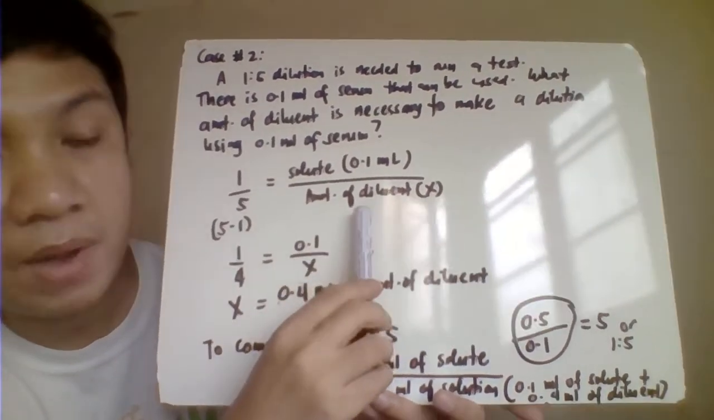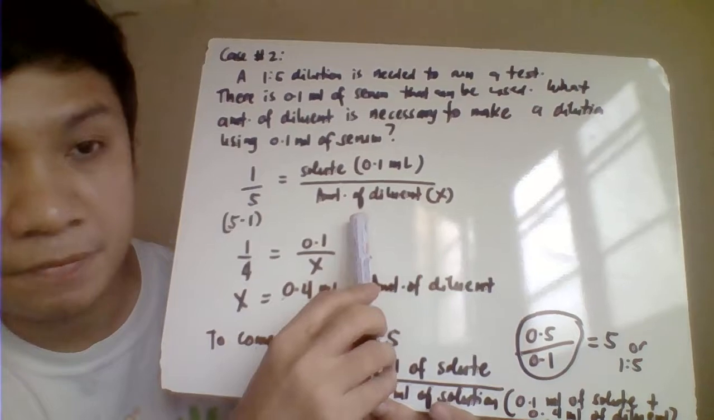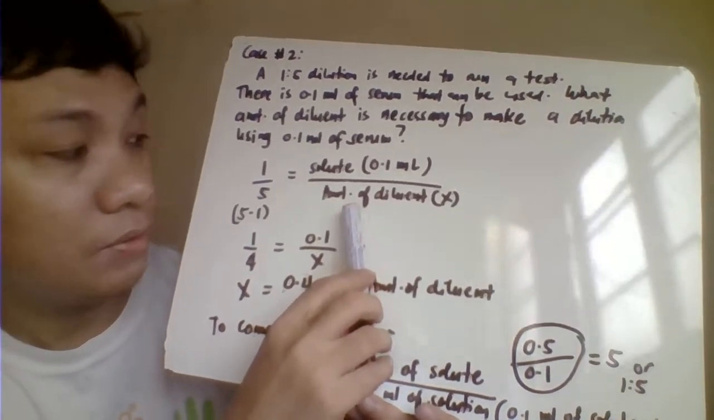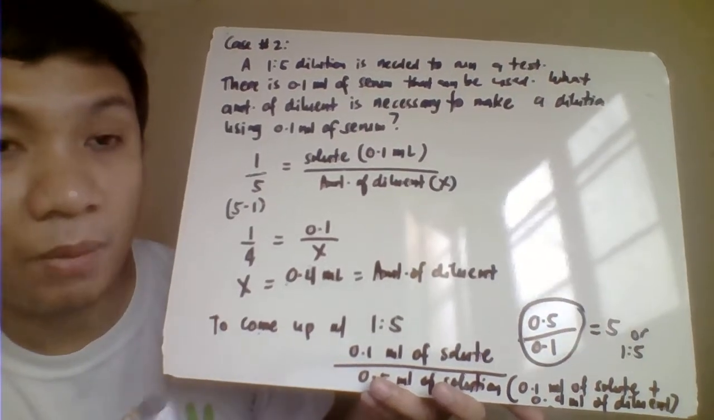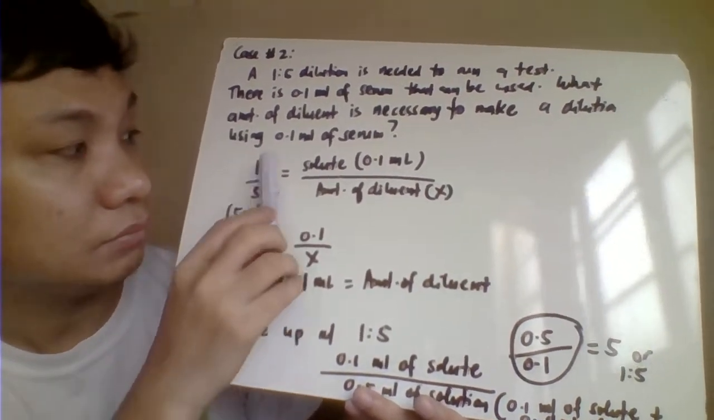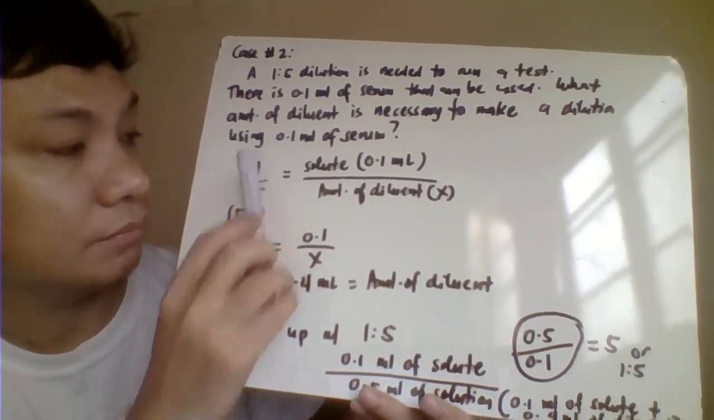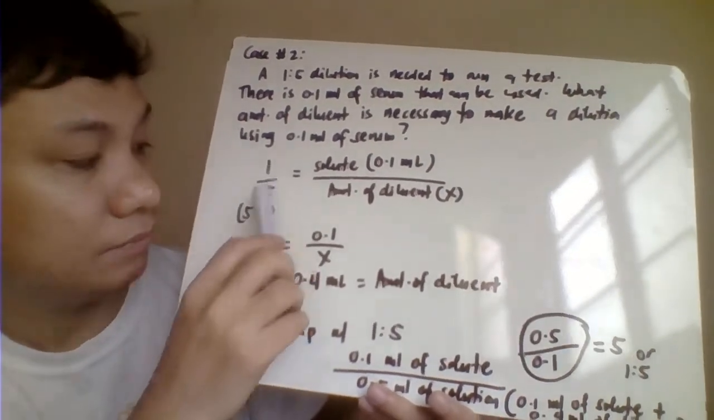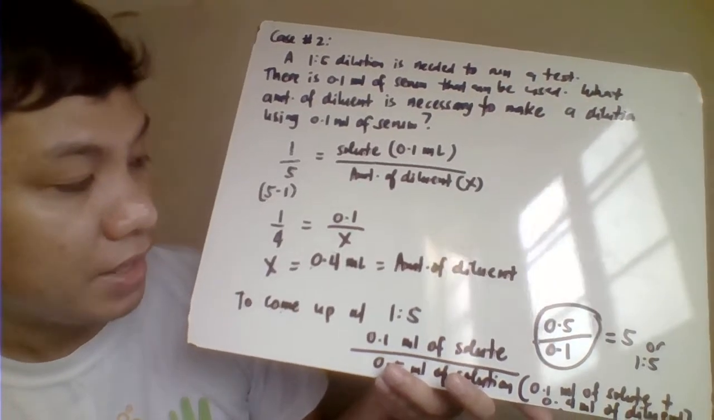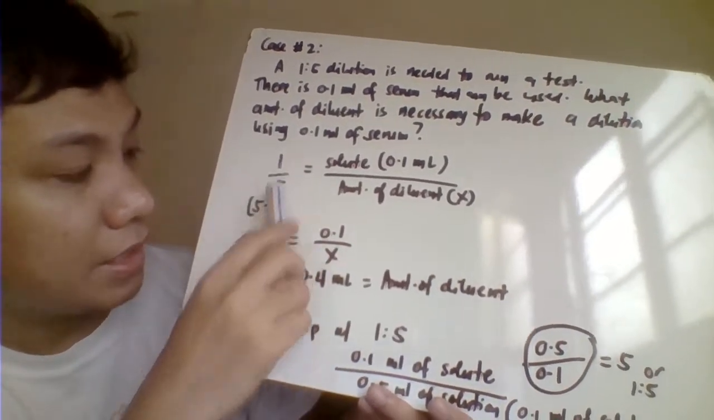Again, the amount of the diluent is equal to the total volume of our solution minus the volume of our solute, which is 1 part. Then we have that, and that gives you 4 for that. So magiging 1:4 ito.